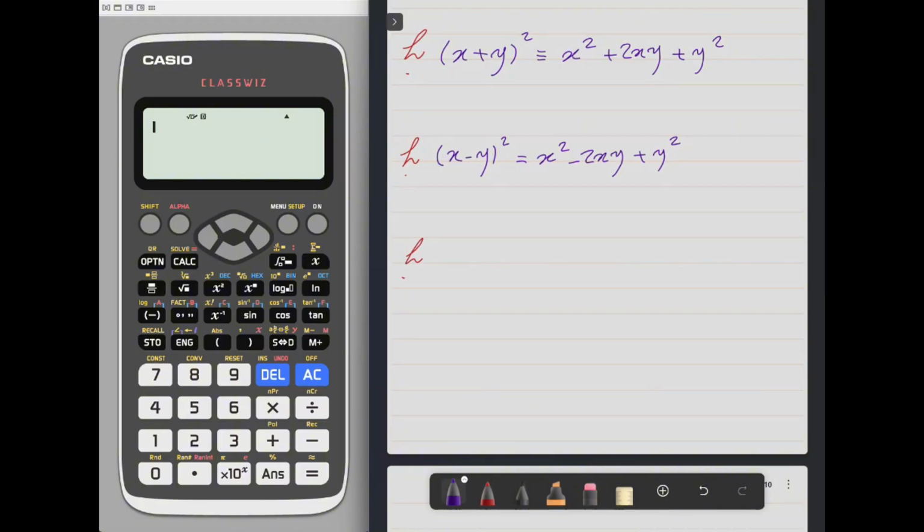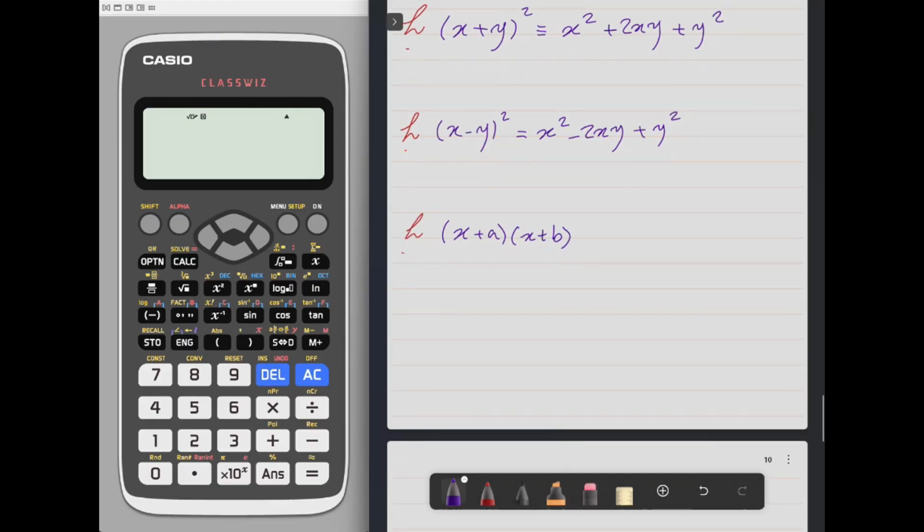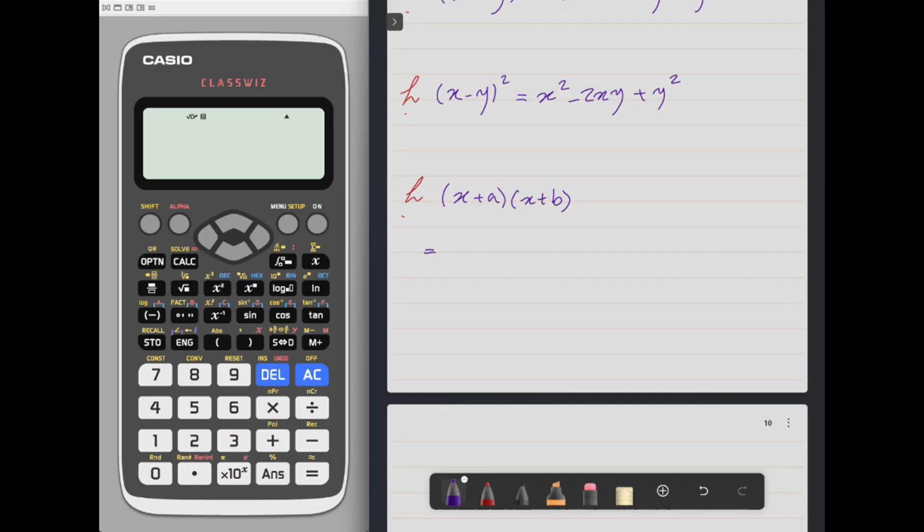And the last one, and very, very important: if I have x plus a times x plus b, the x is the same, but a and b are different. The expansion of brackets is going to be x squared plus (a plus b)x plus ab.